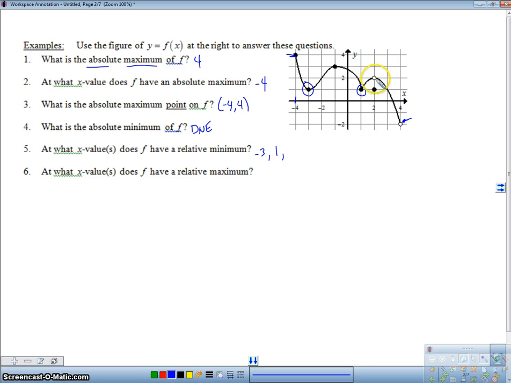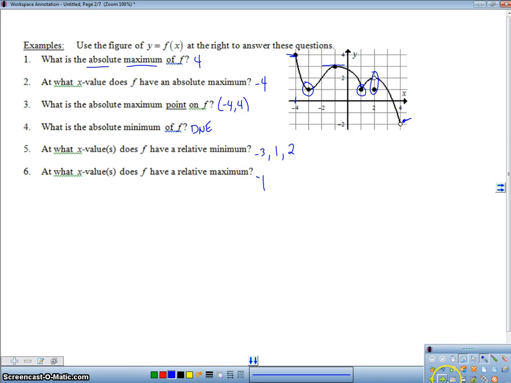Well, let's see. The derivative is undefined right here, so we're going to have it at 2 as well. At what values does f have a relative maximum? The relative maximum is going to be right here at x equals negative 1. And then there's no other relative maximum because this point right here is an endpoint, and an endpoint cannot be a relative maximum. So the only one we have is negative 1.